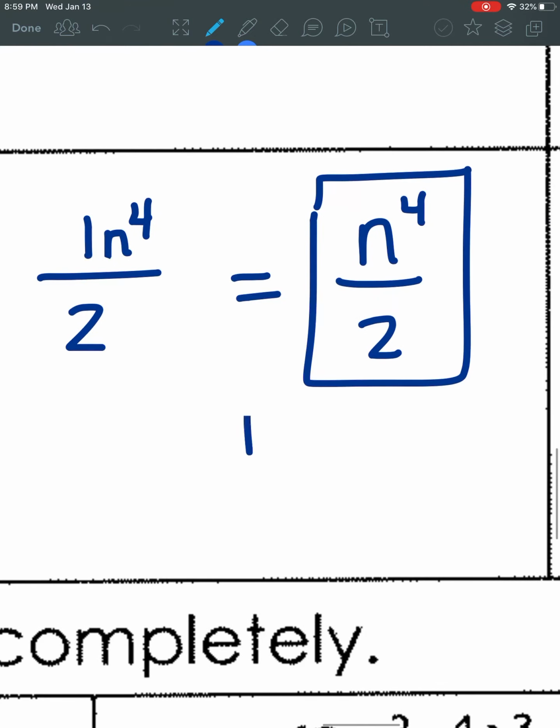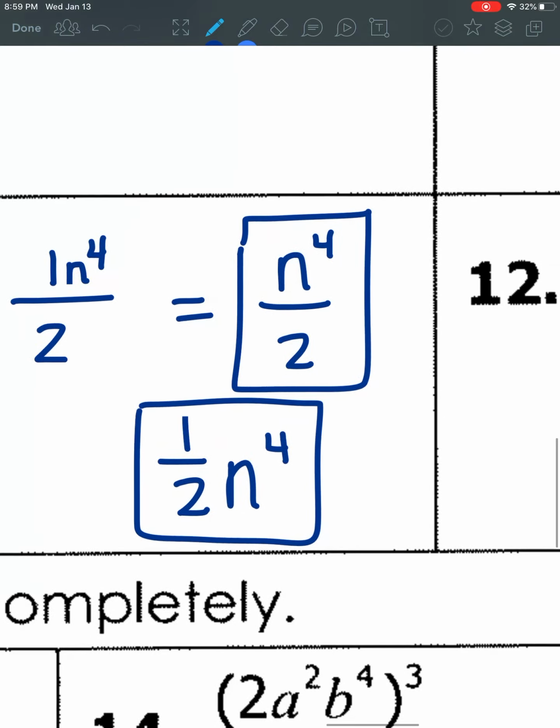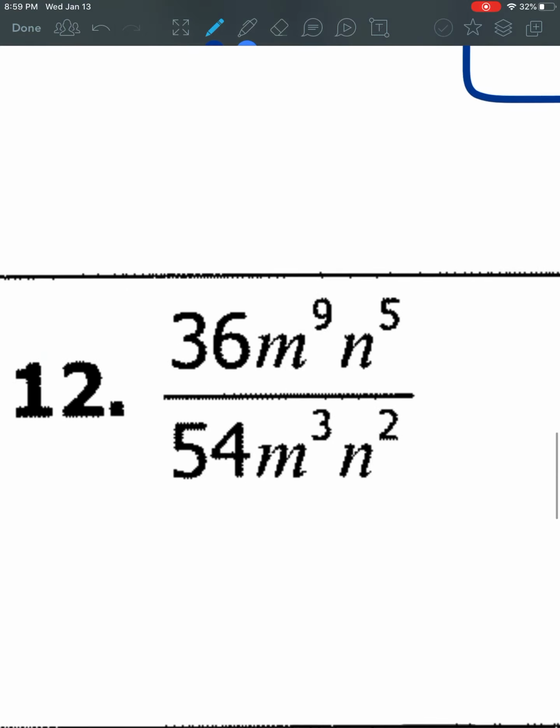Okay, now you could also write this another way. You could write it as the fraction 1/2 and then put the n to the 4th like that. These two are the exact same answer.